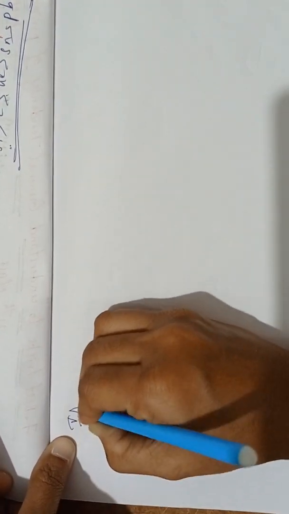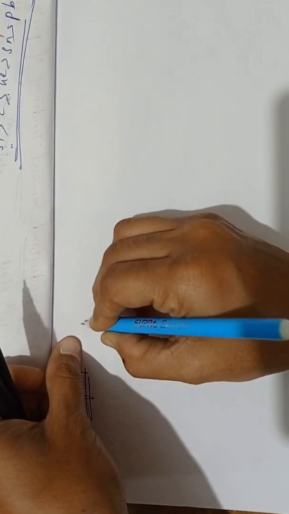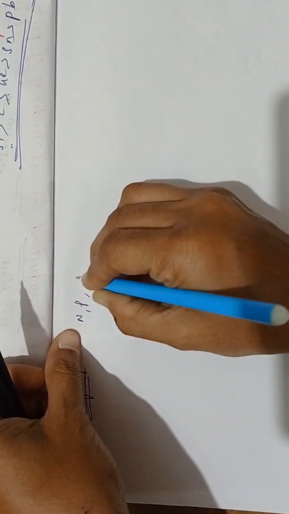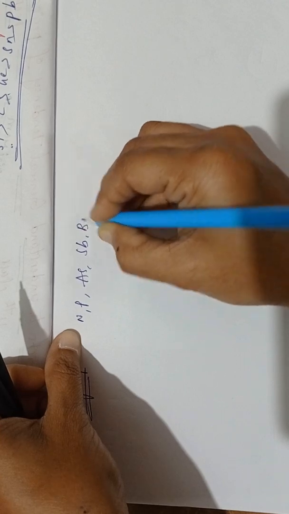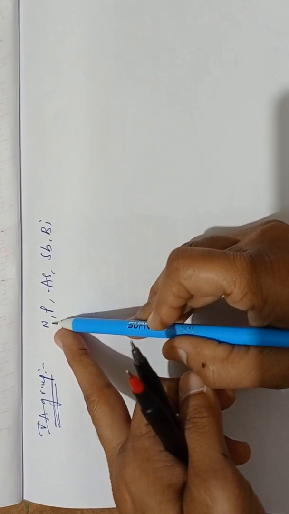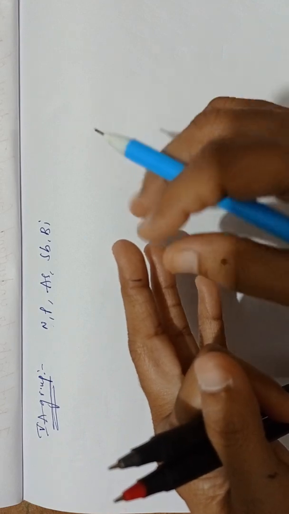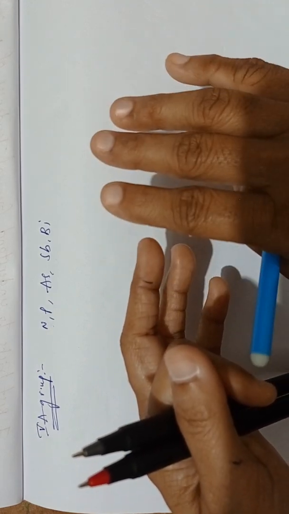What about the fifth A group, students? What are the fifth A group elements? Nitrogen, phosphorus, arsenic, antimony, bismuth. Again the same thing: nitrogen is a smaller size atom, so in between the shells the gap is very less, so interelectronic repulsions are more.